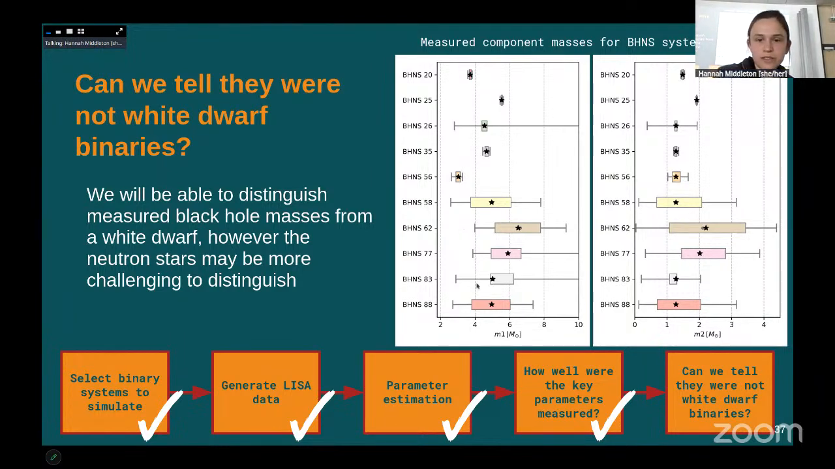So this plot is showing the component masses for the black hole neutron star system. So this is M1, so these are all the black holes, and this is M2, so these are all the neutron stars. And what you see here is that the black holes are typically above, say, like the 3 solar mass kind of level. So we could pretty confidently say these are black holes, especially in cases where we measure them very well, like these guys here. But then if you look at the neutron stars, the extent of the posterior distribution is quite a lot broader. So you maybe would not be able to distinguish those with absolute confidence from a white dwarf binary system.